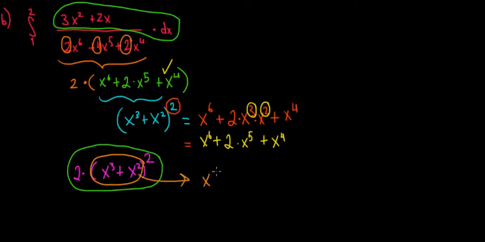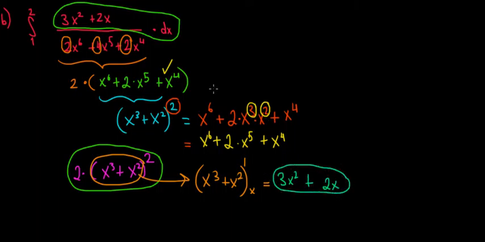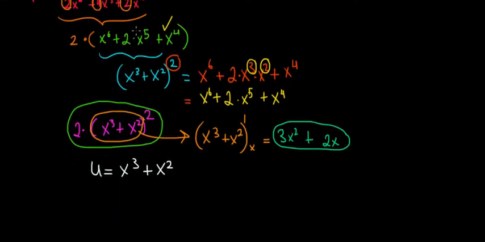Well, if we differentiate x to the power of 3 plus x to the power of 2 with respect to x, we're left with 3x squared from the first term, plus 2x from the second term. What do we notice? Well, this thing is the same as this term over here. So we already found a connection, meaning that if we're going to substitute like we just did, so u equals x to the power of 3 plus x to the power of 2, we can get somewhere. So let's do that.